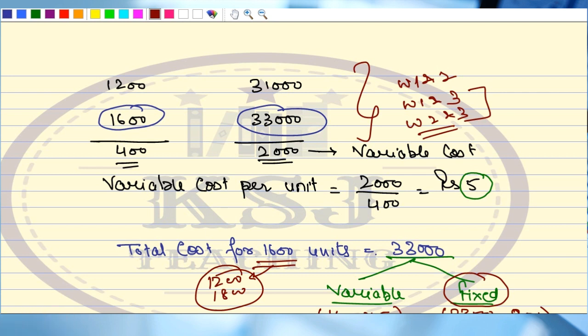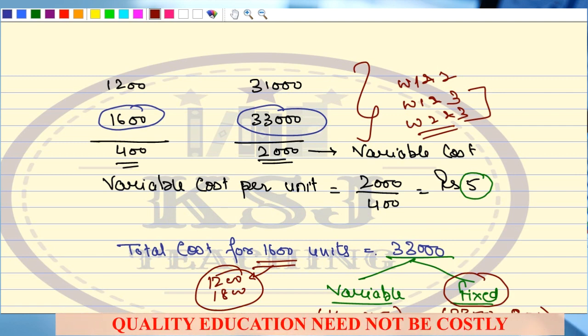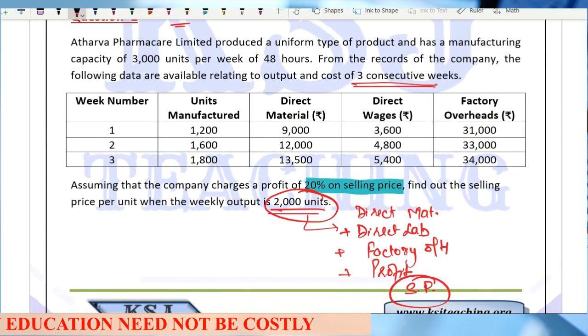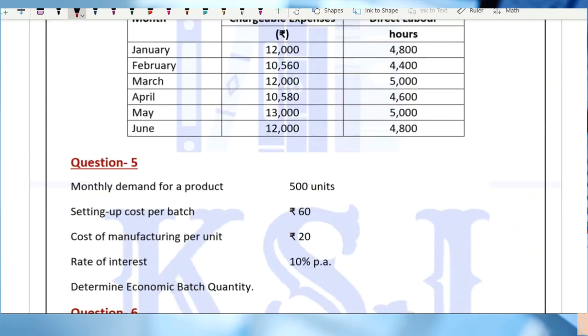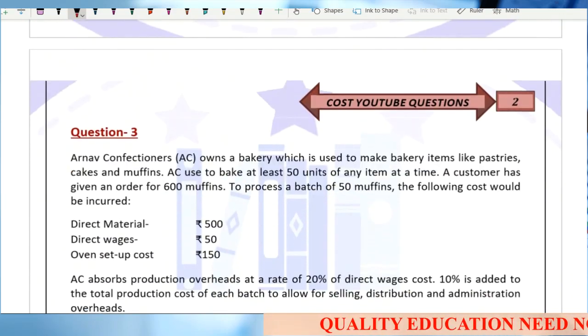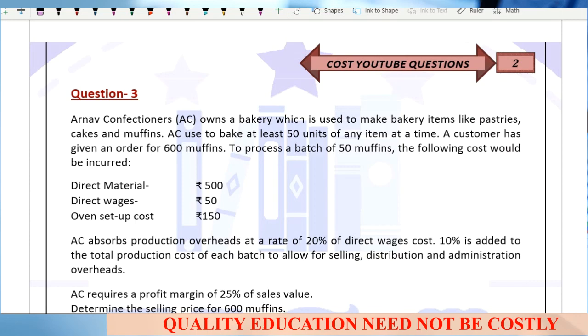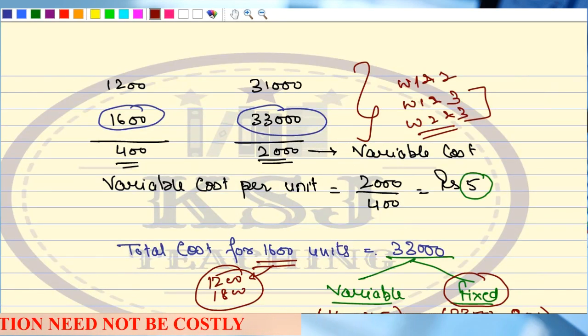Clear? So with this we end unit costing. There is nothing else to be done in the unit costing. From the next lecture we will move on to batch costing, and the rest of the questions, question number 3, 4, 5, 6, are all from batch costing, right? Again, very simple batch costing, very simple, right? So we'll continue in the next lecture with batch costing.